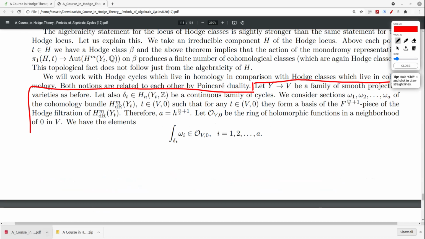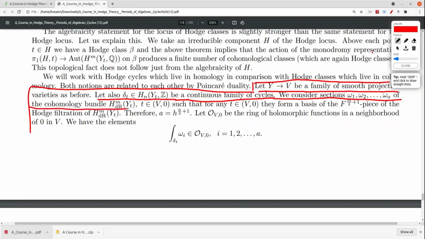is very simple, and we start with the family of smooth projective varieties, and we take homological cycles. I will introduce the homological version of Hodge Locus, a continuous family of cycles, and then we have to take sections omega 1, omega A of the cohomology bundle, not the whole cohomology bundle, but the part which has to do with this piece of the Hodge filtration, F m half plus 1.